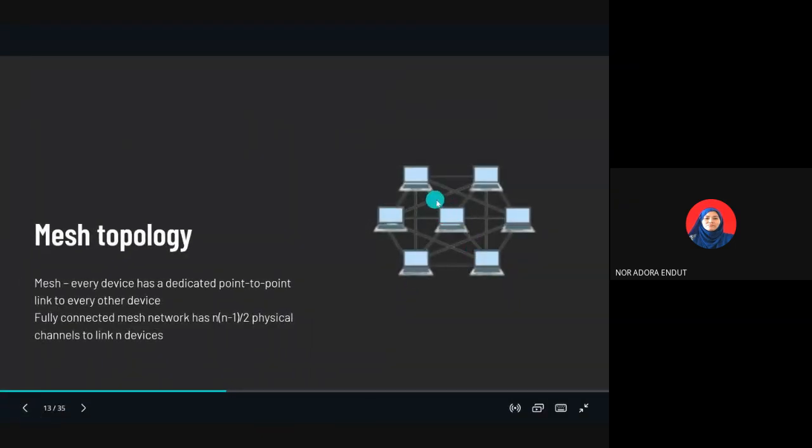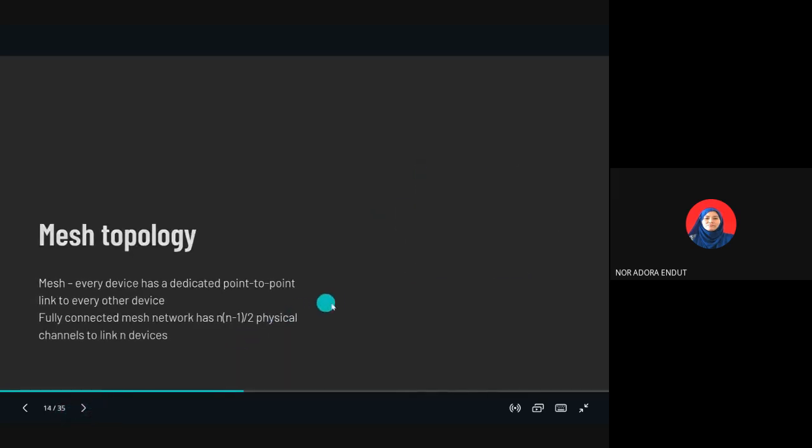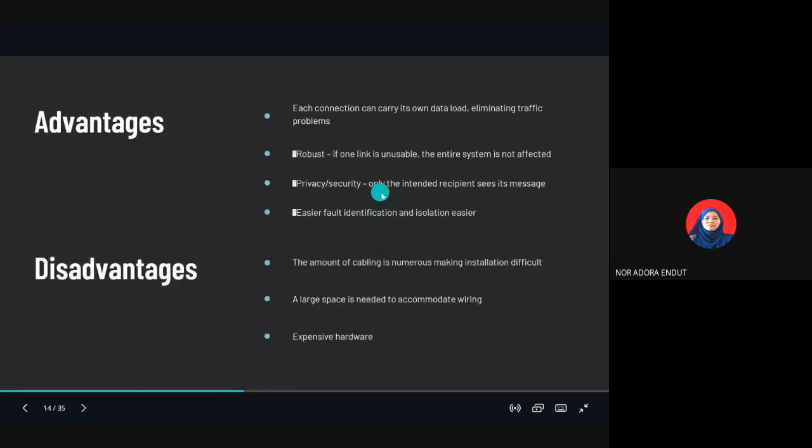So kalaupun link yang ini yang patah, saya masih ada jalan ke sini, ke sini, ke sini, ke sini. Betul? Kan? Macam tu. Okay, so it is robust and you have privacy security because you do not share your traffic with other people. Okay, and sebab dia ada dedicated line kepada semua orang, kalau ada satu down, dia tak affect orang lain. Jadi kamu boleh detect, oh ini link kepada PC A, PC lain tak affected. Okay, so it's easier for fault identification and also isolation.